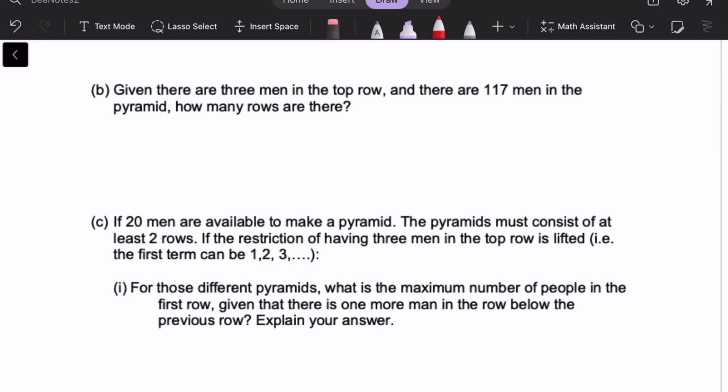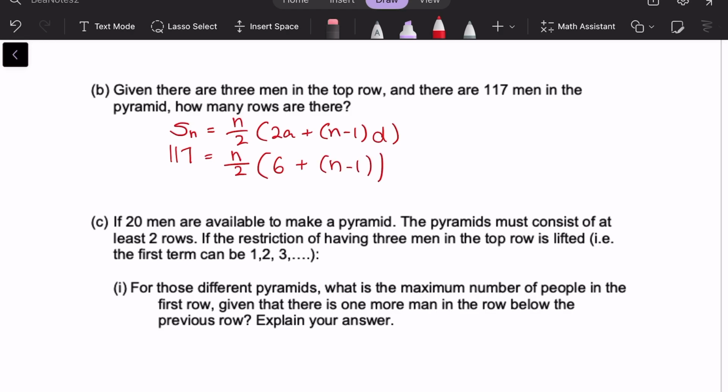Given that there are 3 men in the top row, and there are 117 men in the pyramid, how many rows are there? Again, I'm going to be applying a variation of the formula that I used before. This one you're probably more familiar with, but it's actually the same thing, just fleshed out. So we know that the sum is 117 from the question. We don't know what n is. We're looking for n because n is the number of rows. We know that the first term is 6 and we're not sure what n is.